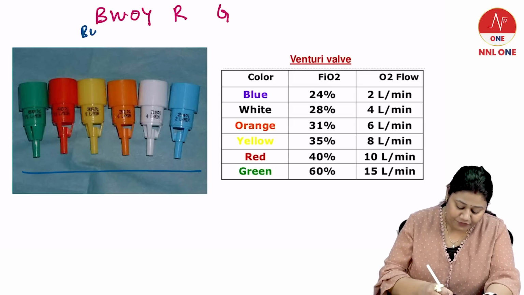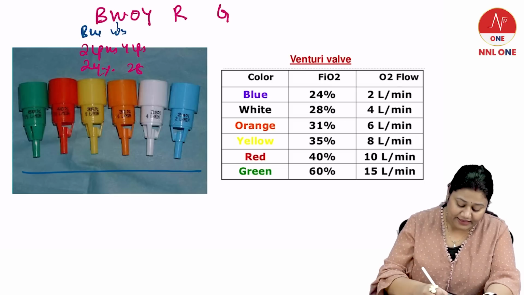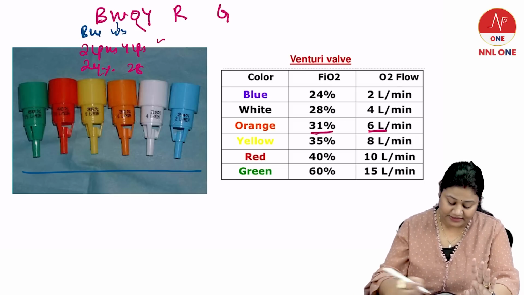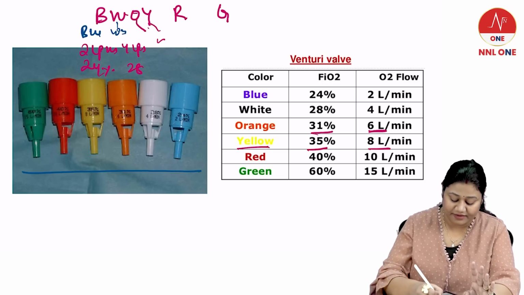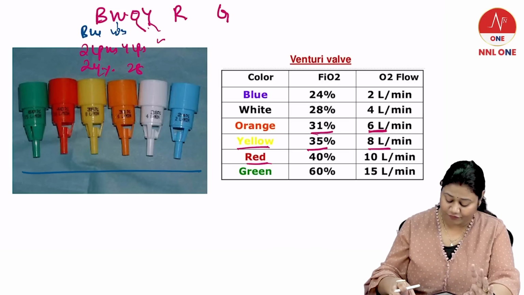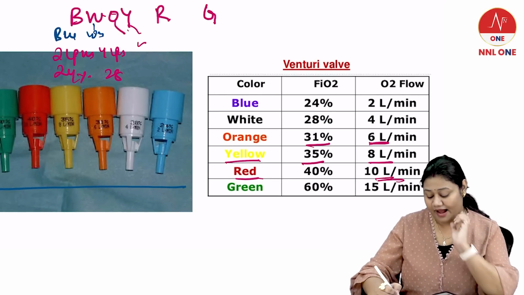B stands for blue color. Blue basically is 2 liter per minute and it can deliver 24%. Then W is white in color. White means 4 liter per minute and it can deliver 28%. Then O is orange, right? Orange will be 6 liter per minute and 31%. Then Y means yellow, yellow is 8 liter per minute, 35%. Then we have R, red, 10 liter per minute and 40%. Last is the green flag, G, which is 15 liter per minute and 60%.